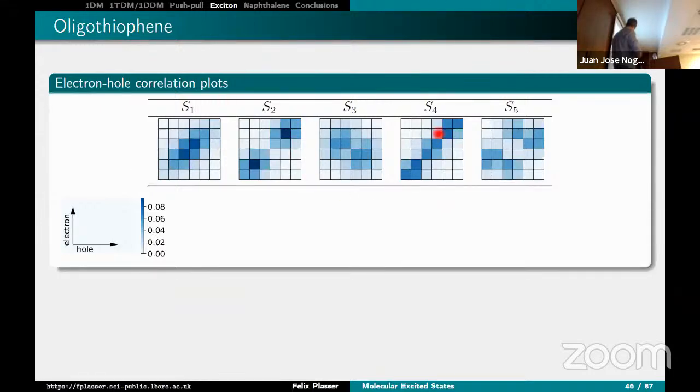So we can see S1, S2, and S4 are mostly on the main diagonal. So these are locally excited states. And then S3 and S5 are the charge transfer excitons.